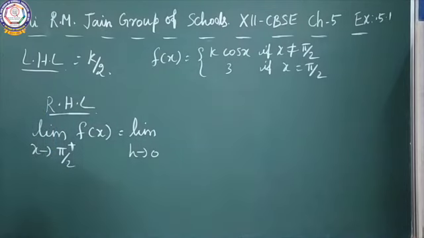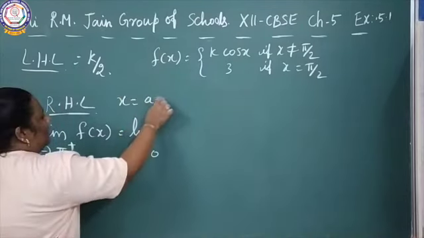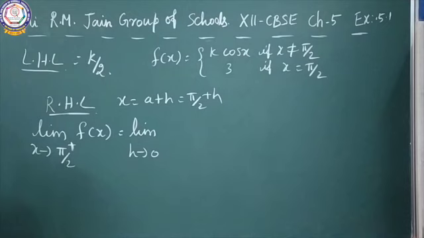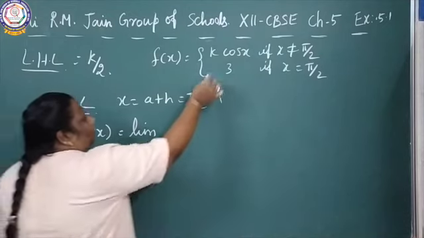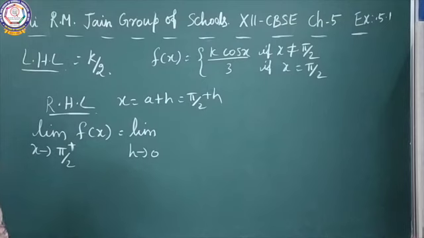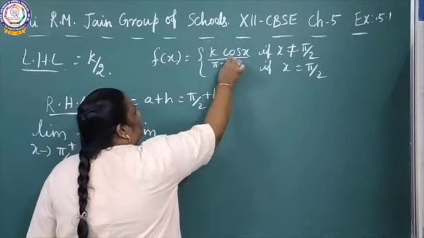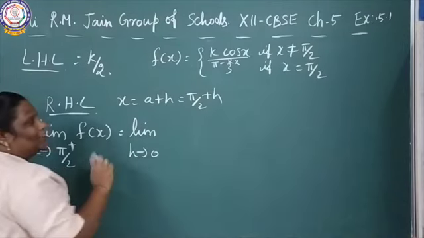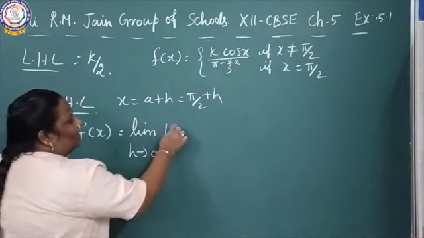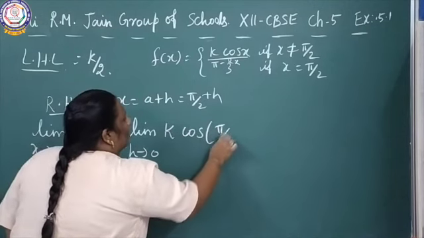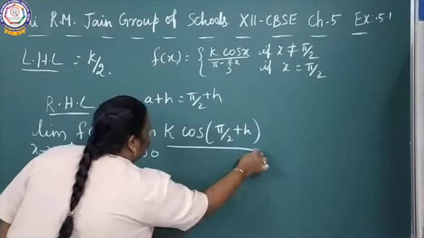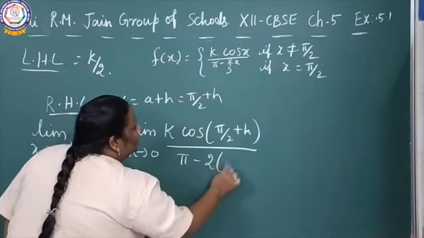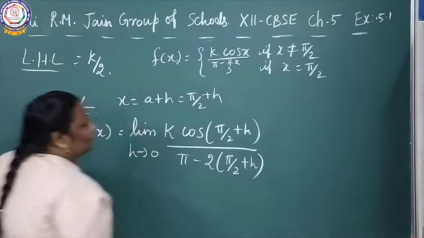Straight away I will write, because that x value you will replace by what? a plus h. It's nothing but pi by 2 plus h. The value is k cos x by pi minus 2x. So limit h tends to 0, k cos of pi by 2 plus h by pi minus 2 into pi by 2 plus h.